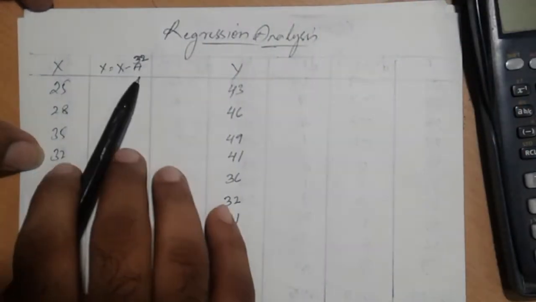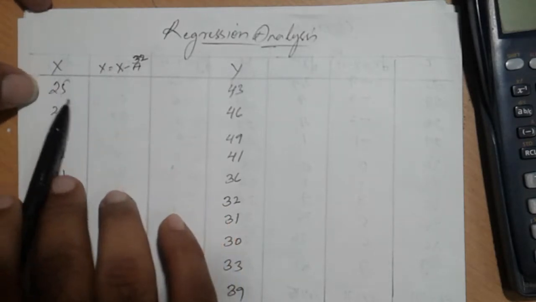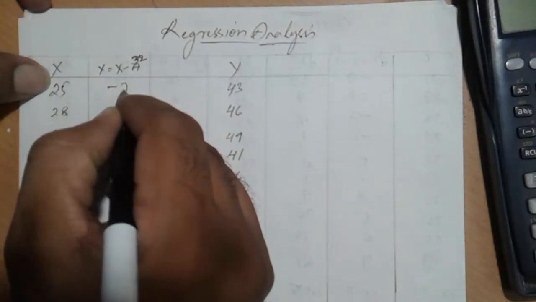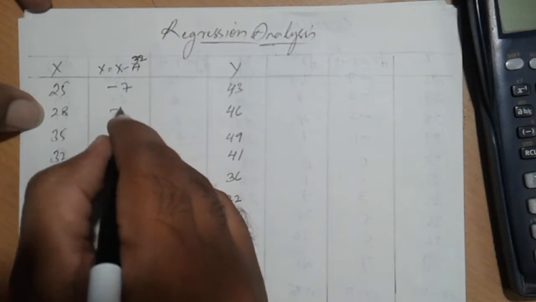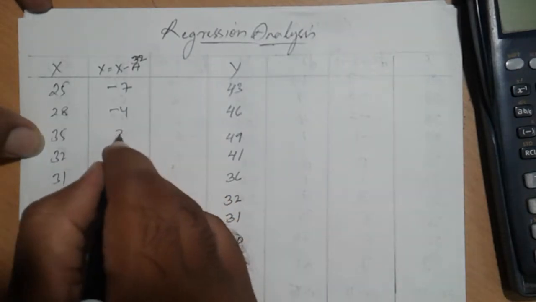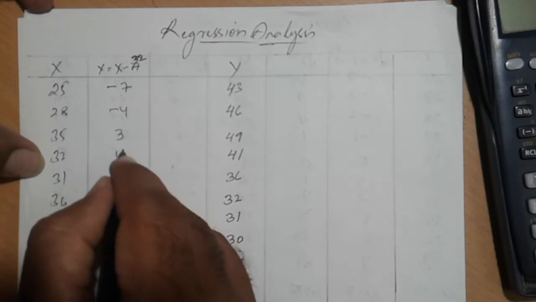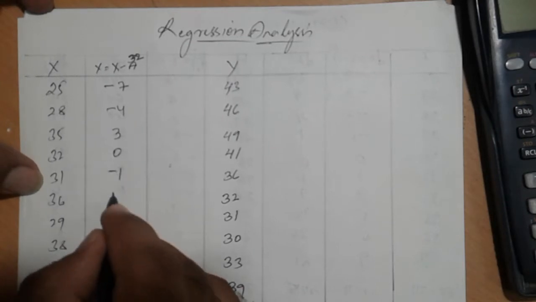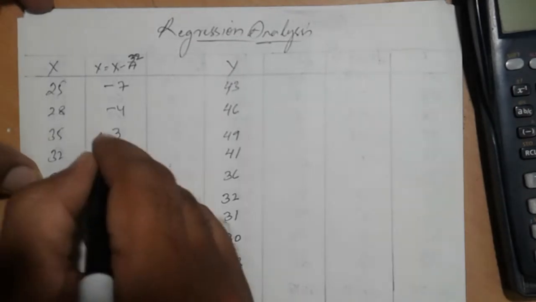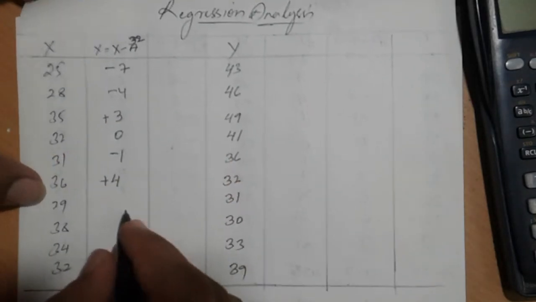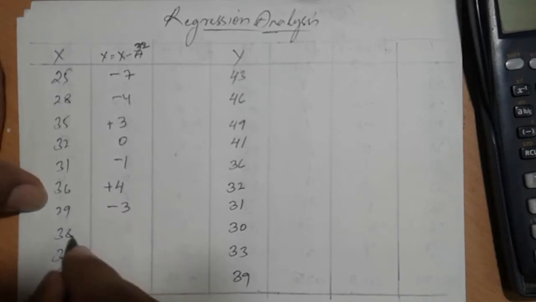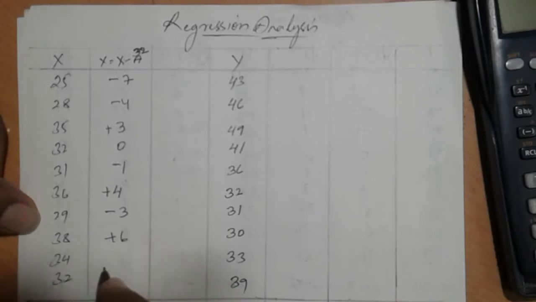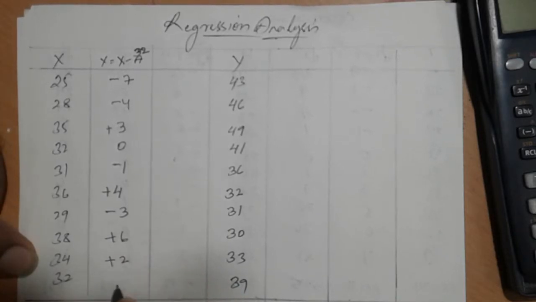Now we have to deduct 32 from all values. 25 minus 32, minus 7. 28 minus 32, minus 4. 35 minus 32, plus 3. 32 and 32, 0. 31 minus 32, minus 1. 36 minus 32, plus 4. 29 minus 32, minus 3. 38 minus 32, plus 6. 34 minus 32, plus 2. 32, 0.